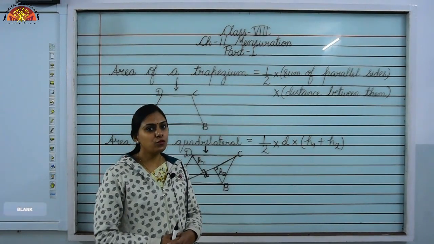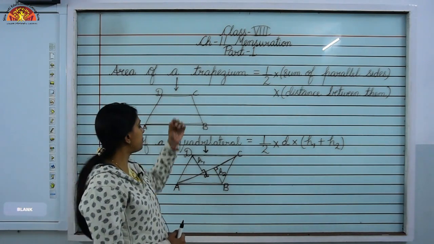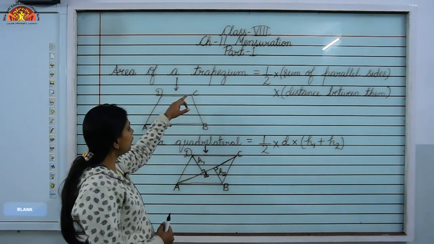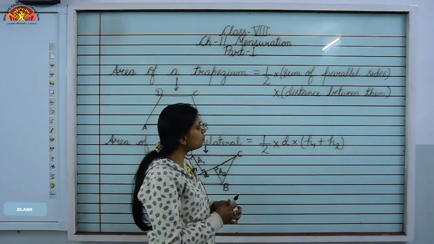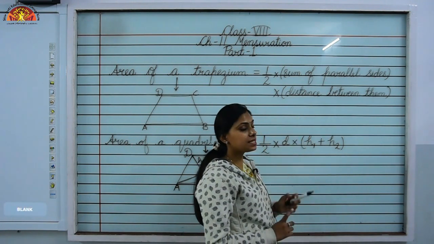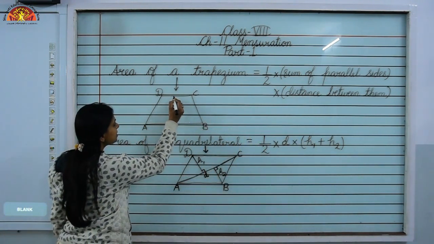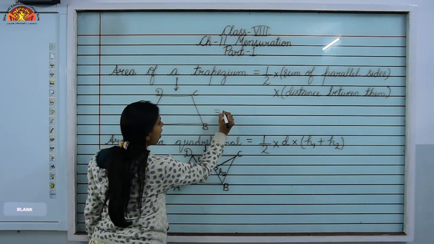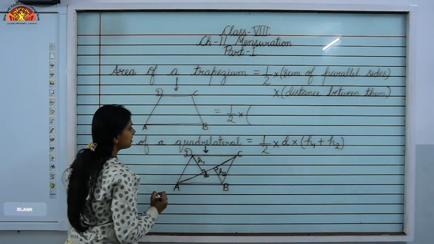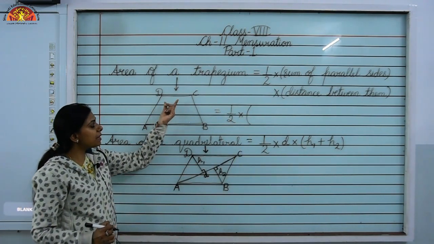Now children, before starting with the next exercise, we will study regarding the area of a trapezium and the area of a quadrilateral. So area of a trapezium is equal to half into sum of the parallel sides into distance between them. So you can see that these are the parallel sides, that is half into sum of the parallel sides. So you can see that in this trapezium AB is parallel to CD.